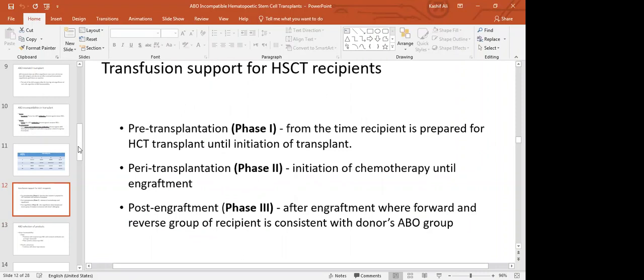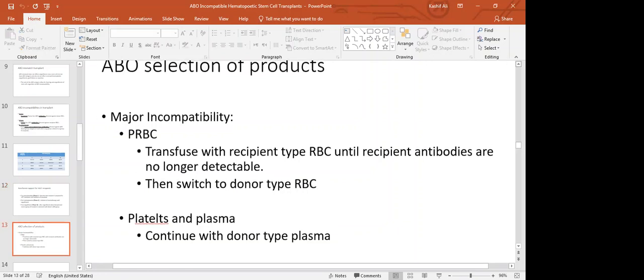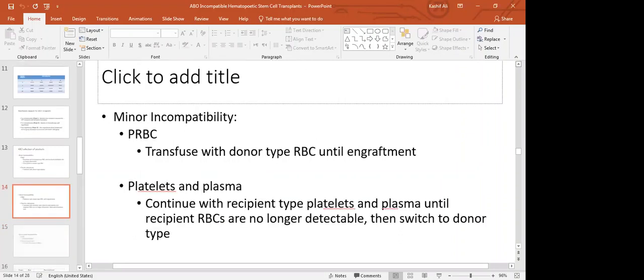Now coming to transfusion support for hematopoietic stem cell transplant. ABO selection of products. For major incompatibility, we can use PRBC transfusion with recipient type RBCs until recipient antibodies are no longer detectable, then switch to donor type after this. And platelets and plasma continue with the donor type.